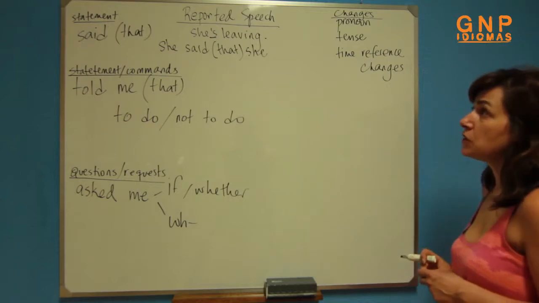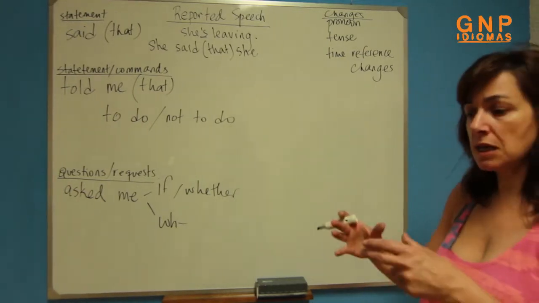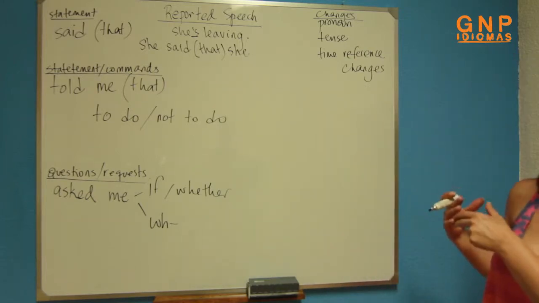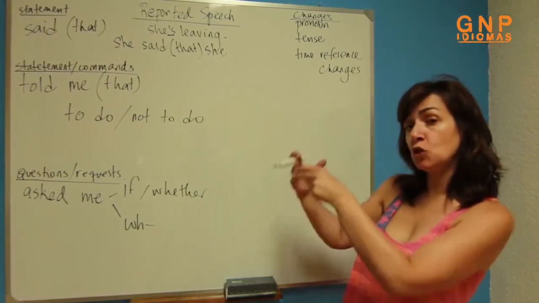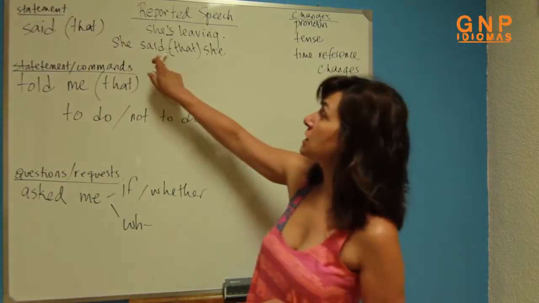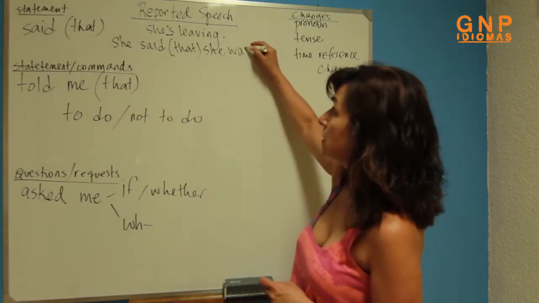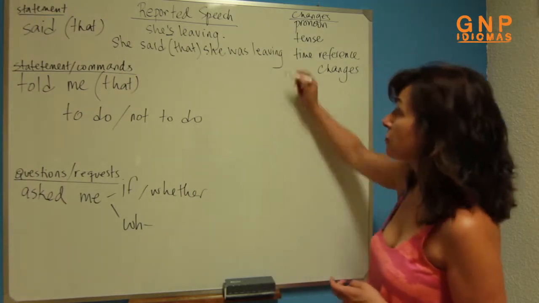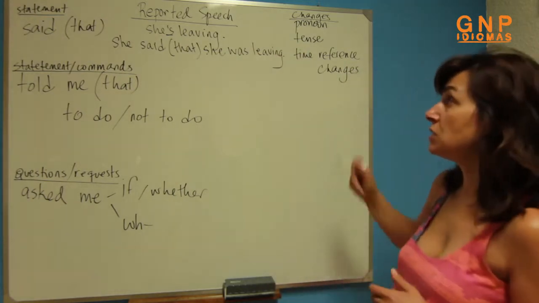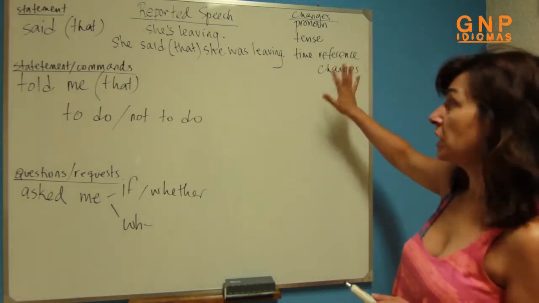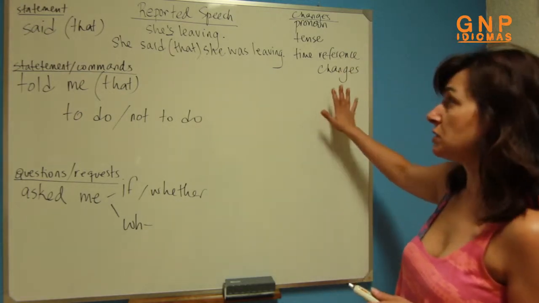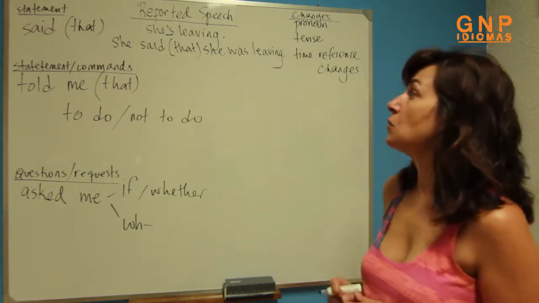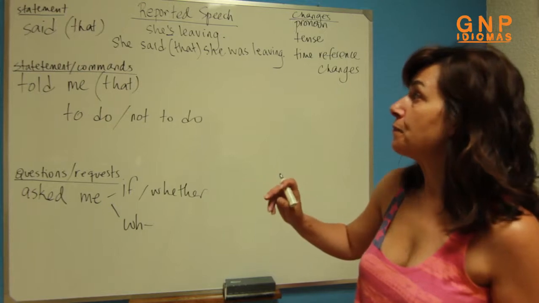In reported speech, the rule is that the tense goes one back. So if it's present continuous, it would now move to past continuous, okay? So she said that she was leaving, okay? If I had a reference to time, let's say tomorrow, then I would need to change that. I'll give you a list of changes, the most common changes, once you get the structure, okay? So that would be the most basic one, okay?